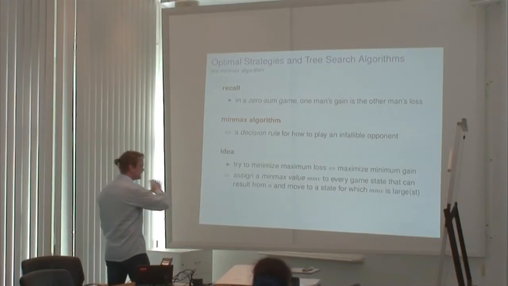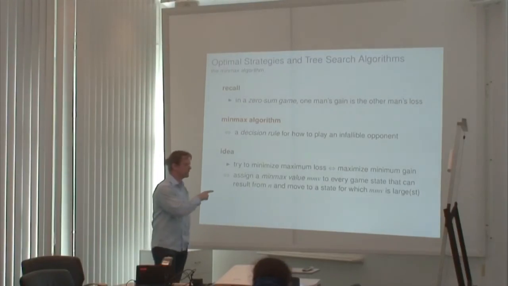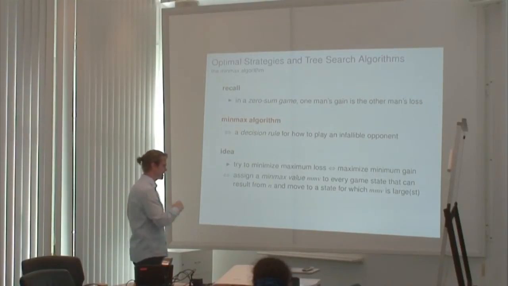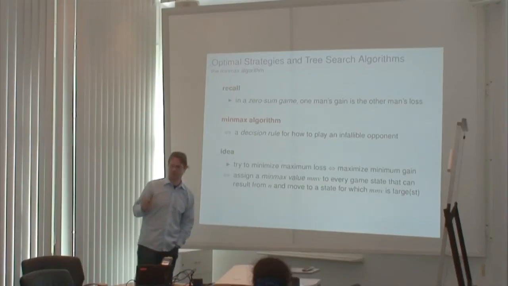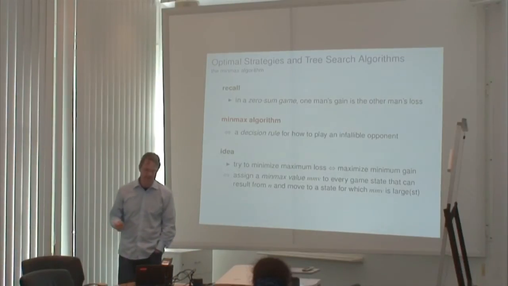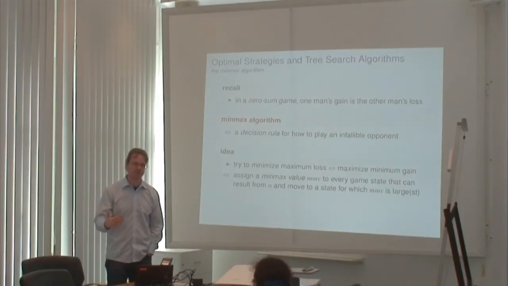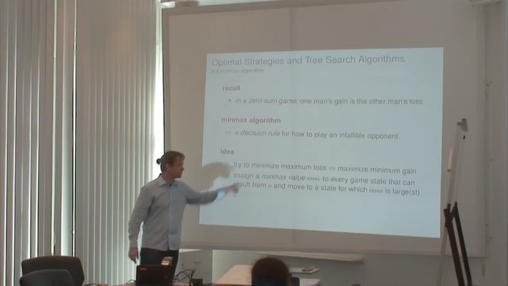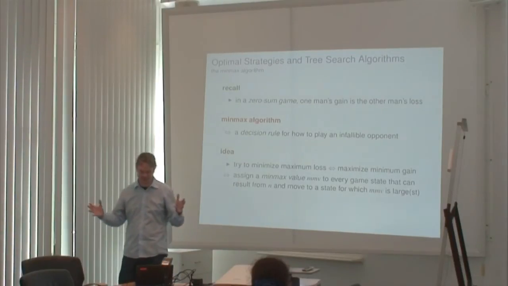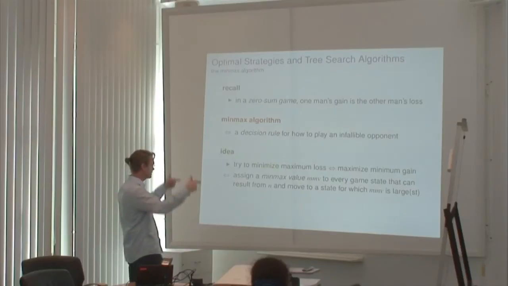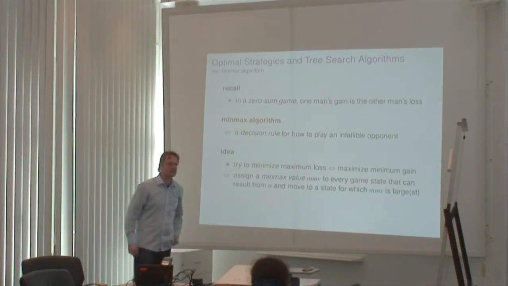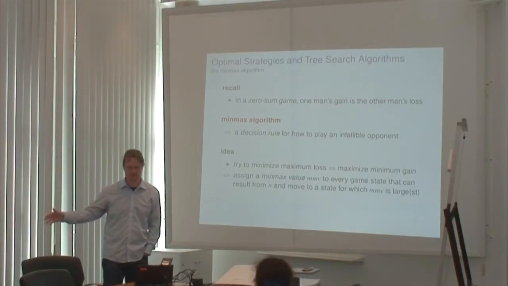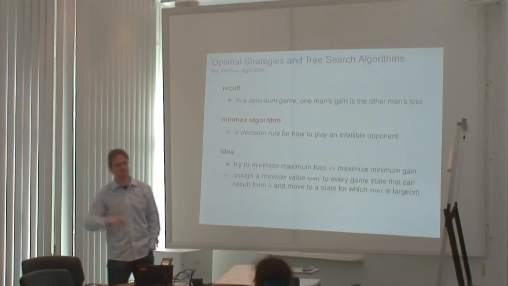And the idea in a nutshell is to minimize my possible maximum loss, which is the same as to maximize my possible minimum gain. We can formalize this idea using game trees and payoffs for the leaf nodes by assigning a so-called min-max value to every game state that can result from the game state n we are currently in. Once we have computed the min-max values for all possible successor states, we will move to the state with the highest min-max value.